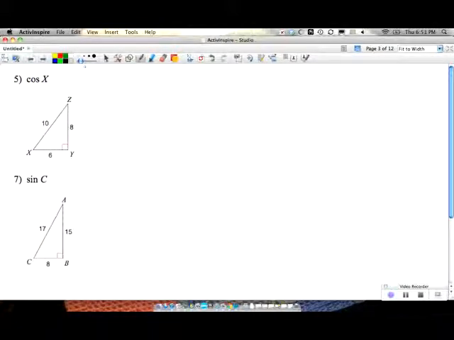Remember, you can slow down, pause, speed up the video as much as you want, but I'm just going to go at my own pace here. So now we're looking at cosine of x. Well, in this case, it looks like x is here in the corner. If we're talking about cosine, remember we've got SOH CAH TOA. That means that we're looking at cosine.